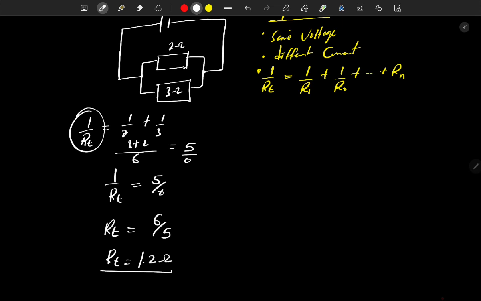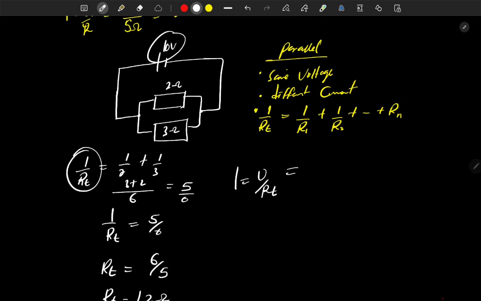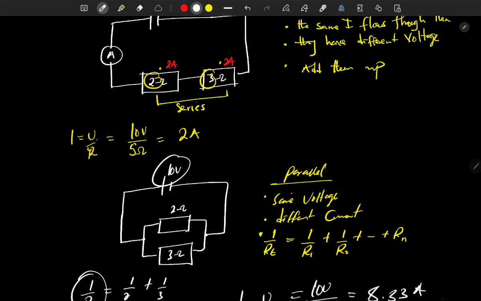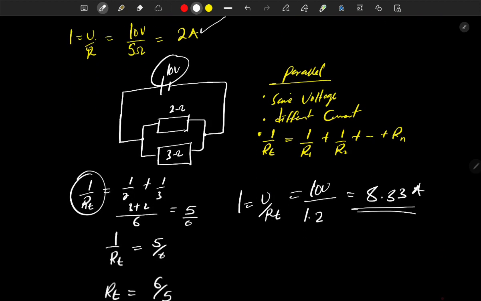How do we find current now? Current is voltage over resistance. This is total, by the way. The voltage is 10 volts over 1.2. So we divide 10 by 1.2, and I'm getting about 8.33 amperes.